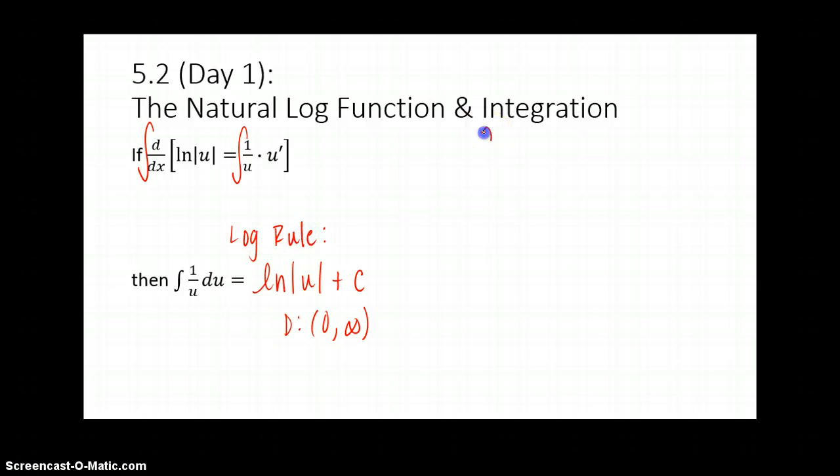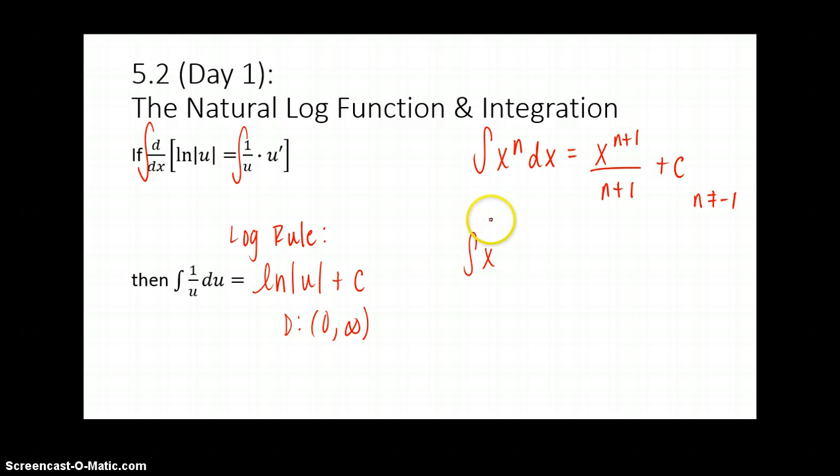So this is our log rule. And this rule completes our power rule. So we know we have our power rule for integration. We add 1 to the exponent and divide by the new exponent, and we add c to that because it's indefinite. But up until now, we always said n couldn't be negative 1, because if n were negative 1, it would put 0 in the denominator, which we know isn't true.